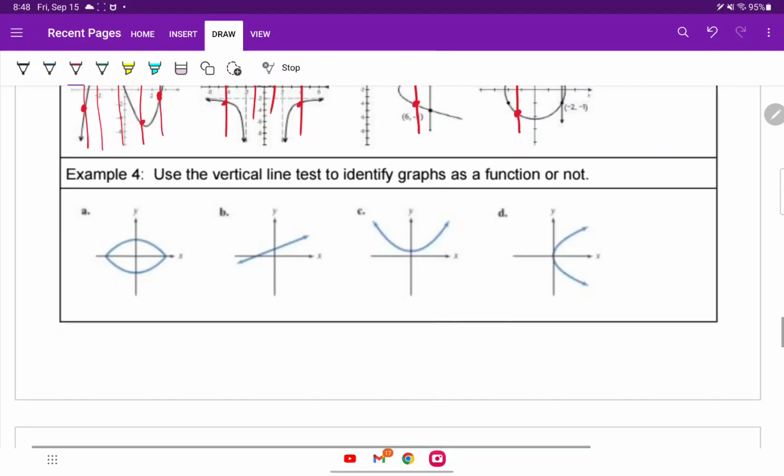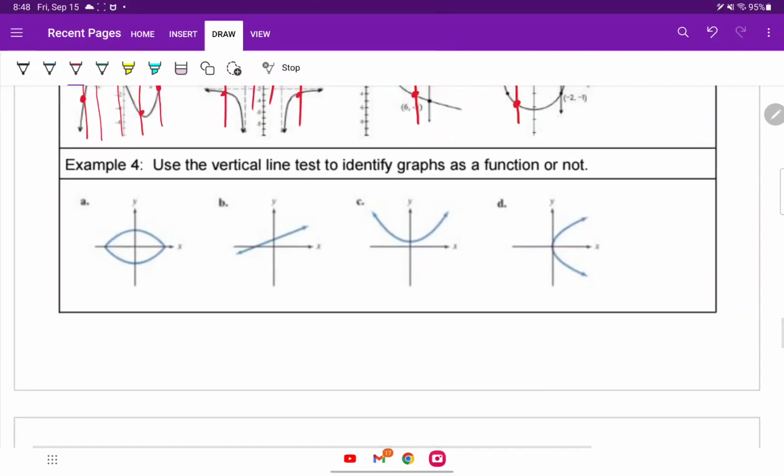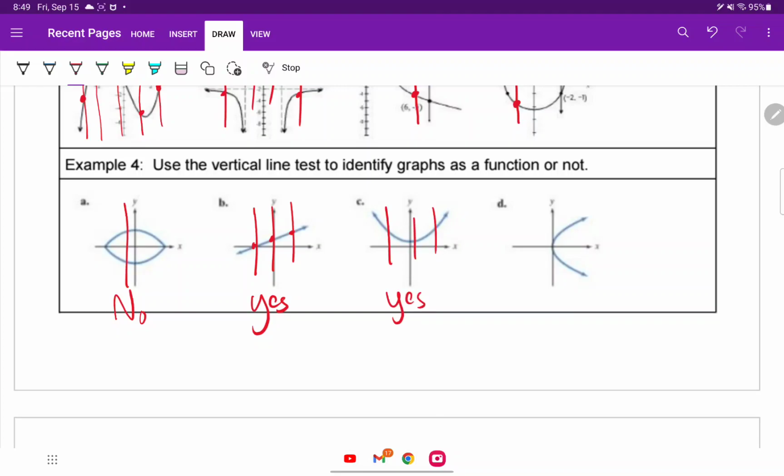All right, now we're going to go through these last examples here. Use a vertical line test to identify graphs as a function or not. So for this first one here, it hits twice. No, not a function. For this one here, I hit multiple vertical line tests, and notice it only hits once every time, so yes, it is a function. This next one, 1, 2, 3, again, yes, it is a function. Over here, when I draw it, it hits twice. No, it is not a function.